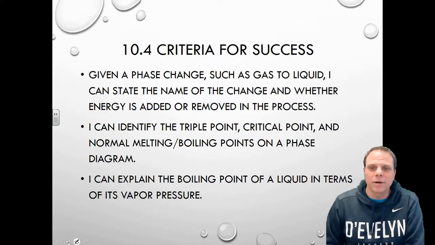So your criteria, given a phase change such as gas to liquid, you can state the name of the change and whether energy is added or removed in the process. You can identify the triple point, that's a pretty cool thing, and the normal melting and boiling points on a phase diagram. And you can explain the boiling point of a liquid in terms of its vapor pressure.